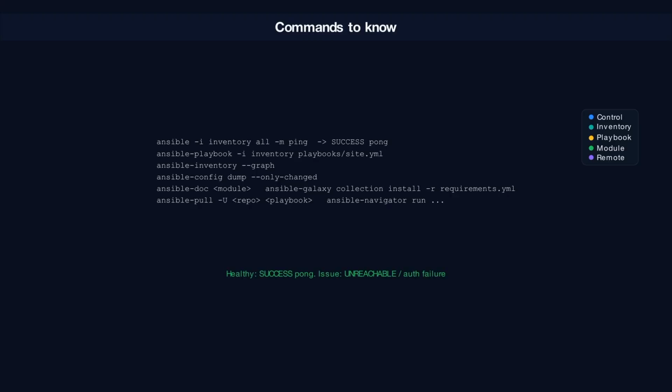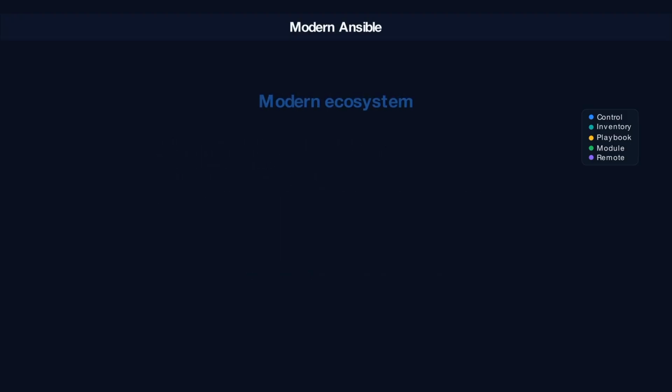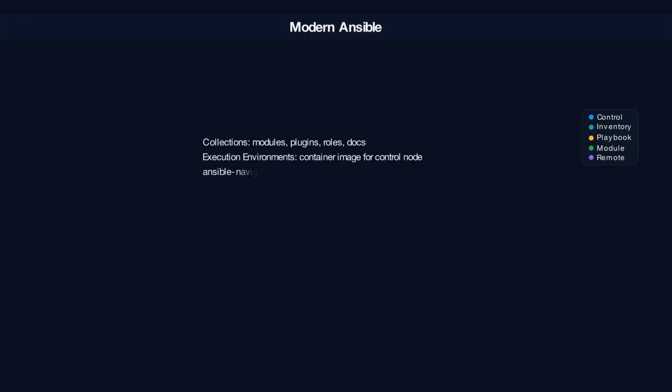Modern Ansible is bigger than just playbooks and SSH. Collections package modules, plugins, roles, and docs. Execution environments package the control node dependencies into a container image. ansible-navigator helps run and inspect Ansible in modern EE workflows. Event-driven Ansible adds rulebooks and event sources for reacting to events. Ansible is not identical to Kubernetes-style GitOps controllers, but it fits very well into Git-centric workflows.